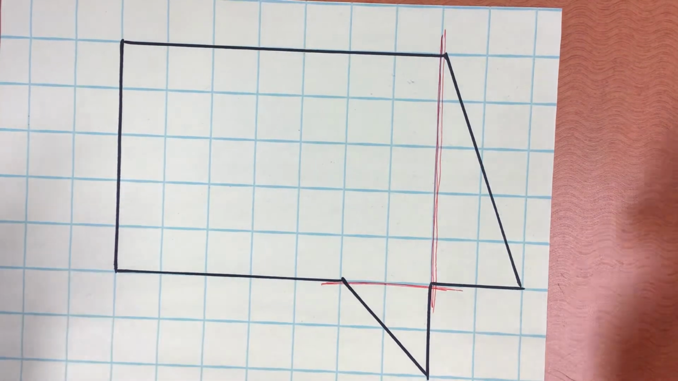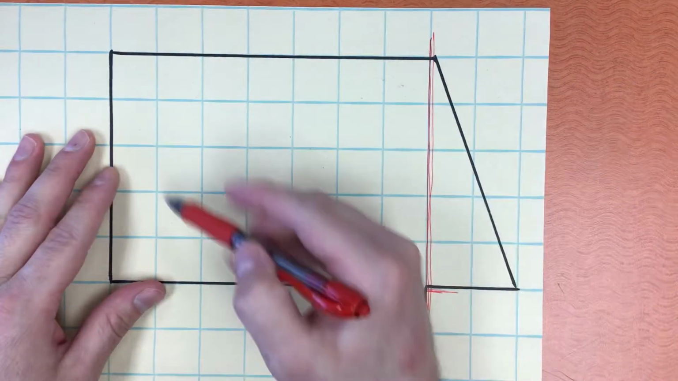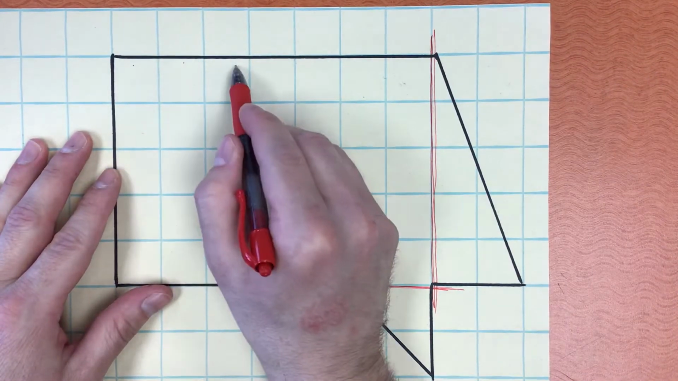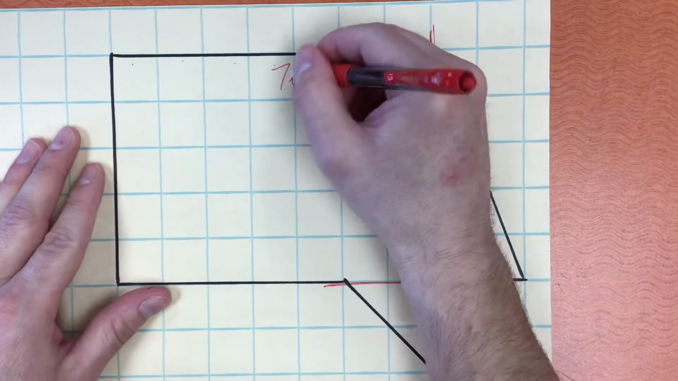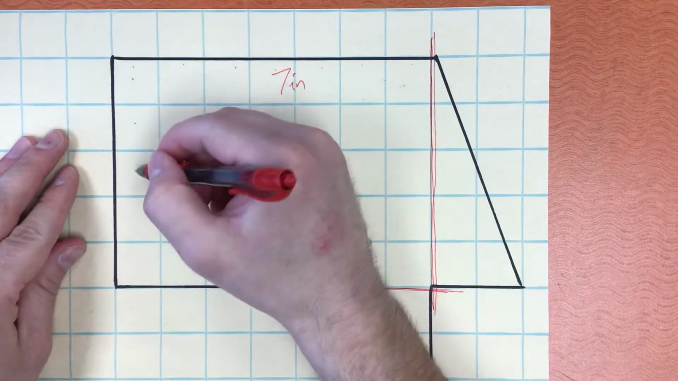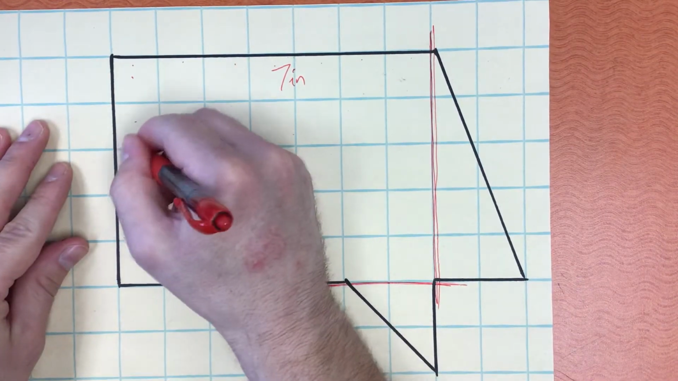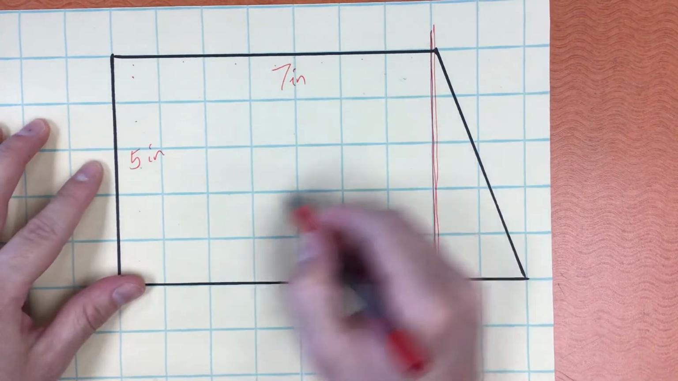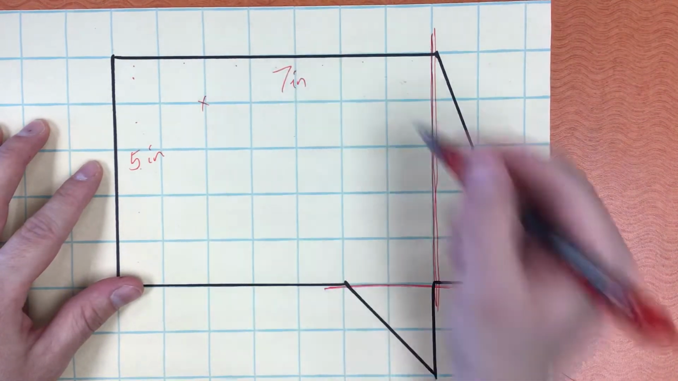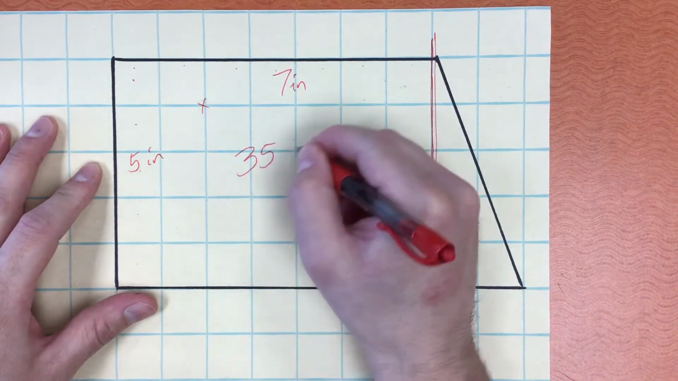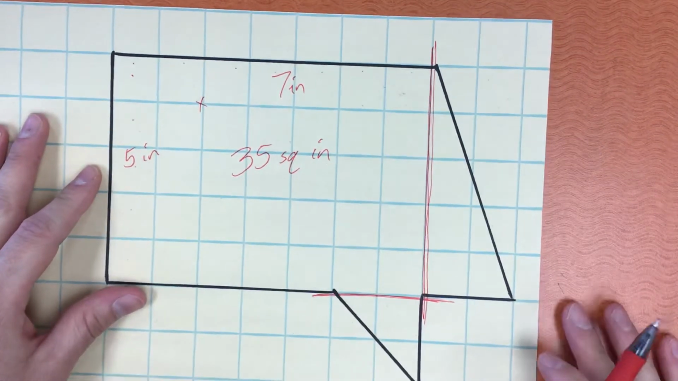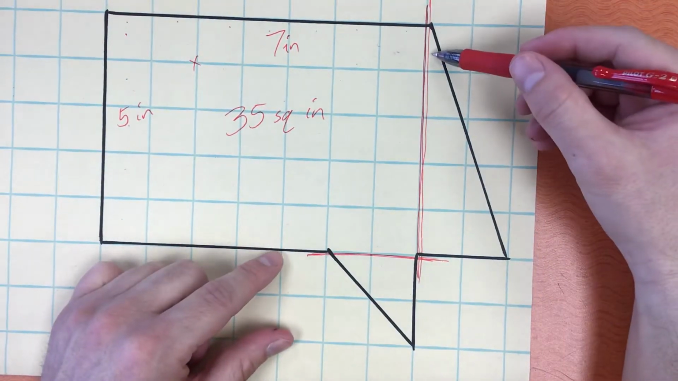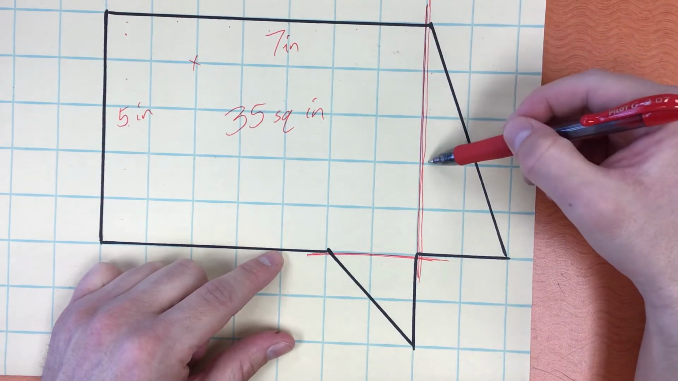Okay, so now I'm going to find the edges of all these. So I know a rectangle, that'll be easy. So I have 1, 2, 3, 4, 5, 6, 7. Let's call it inches. And I have 1, 2, 3, 4, 5 inches there. So I know the area of this is 5 times 7, so 35 square inches. That's this part, okay?